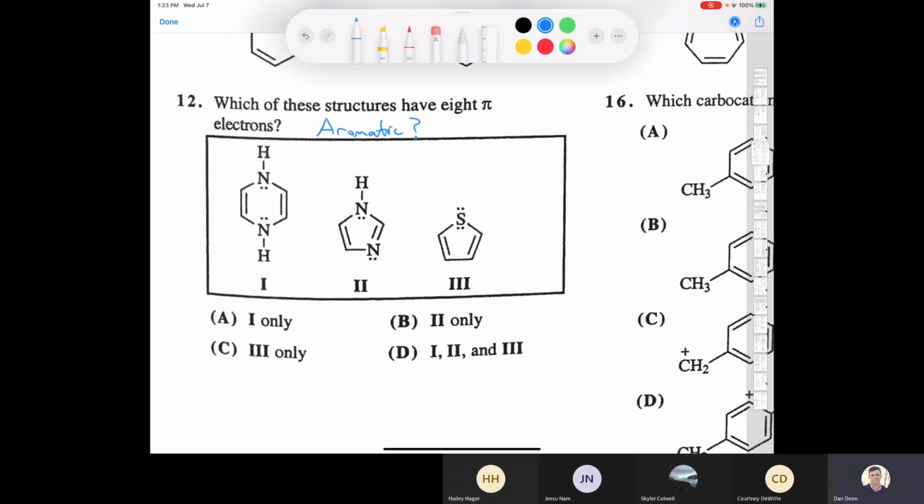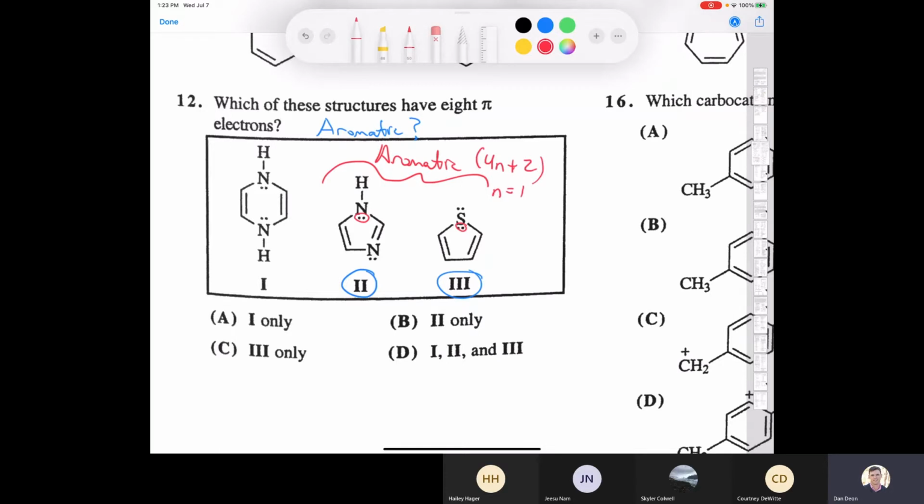Anyhow, the compounds that are aromatic would be compound 2 and compound 3. Right? You'd have this lone pair on this nitrogen that would participate in aromaticity, and you'd have this lone pair on the sulfur that would participate in aromaticity. So those two compounds are aromatic. They both have a Huckel number of pi electrons, which is 4n plus 2, where n is equal to 1. So that's good.